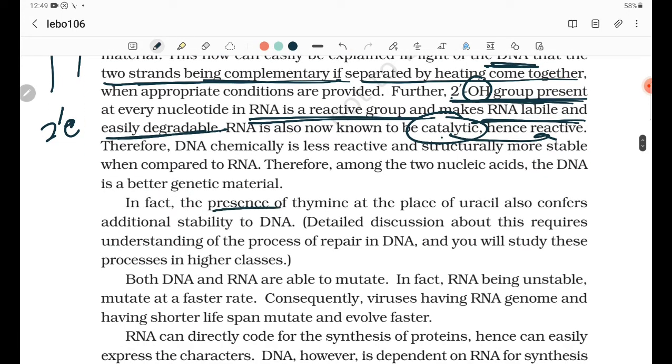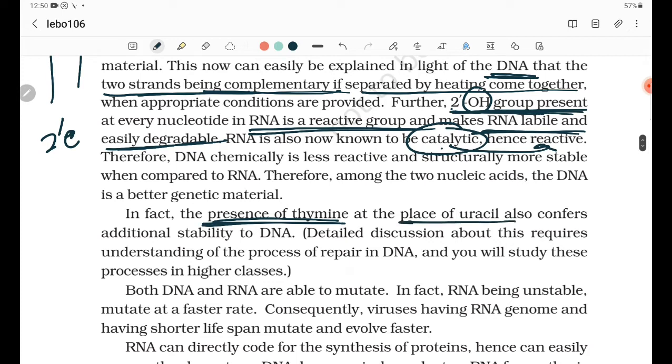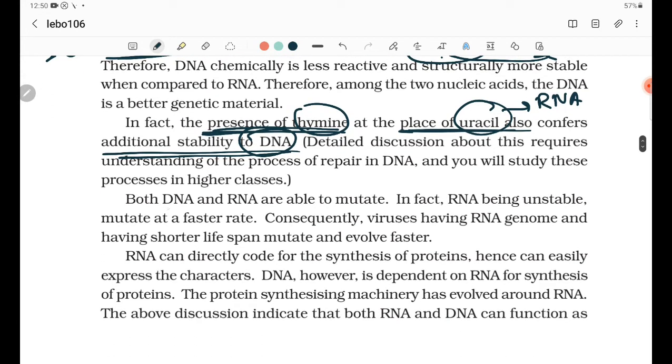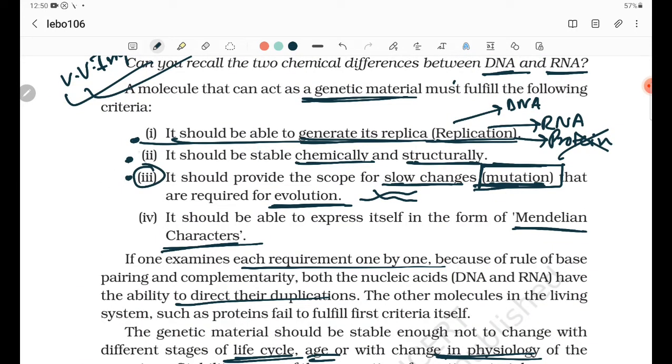In fact, the presence of thymine gives more stability. So from the complementary strand we are getting stability. Second, the 2' OH in RNA makes RNA unstable and reactive. Third, the presence of thymine in place of uracil gives additional stability, so DNA becomes additionally stable because of thymine, and uracil in RNA makes it more reactive, or less stable. So the second point is only applicable to DNA, not RNA.